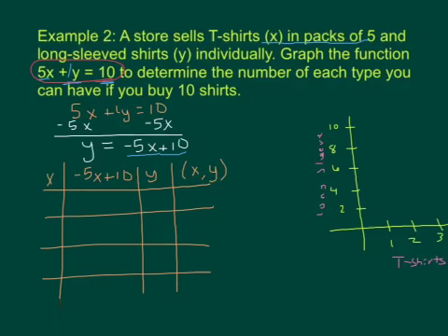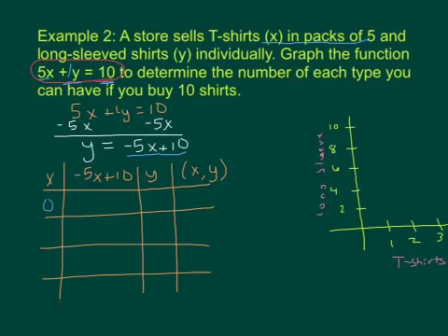So now we'll start looking at those ordered pairs. We're talking about t-shirts here and long sleeve shirts. So you can't buy negative t-shirts. So we're not going to have any negative values in our function table. So I'm going to start with the lowest number of packs of t-shirts that you could buy. 0 would be the smallest amount.